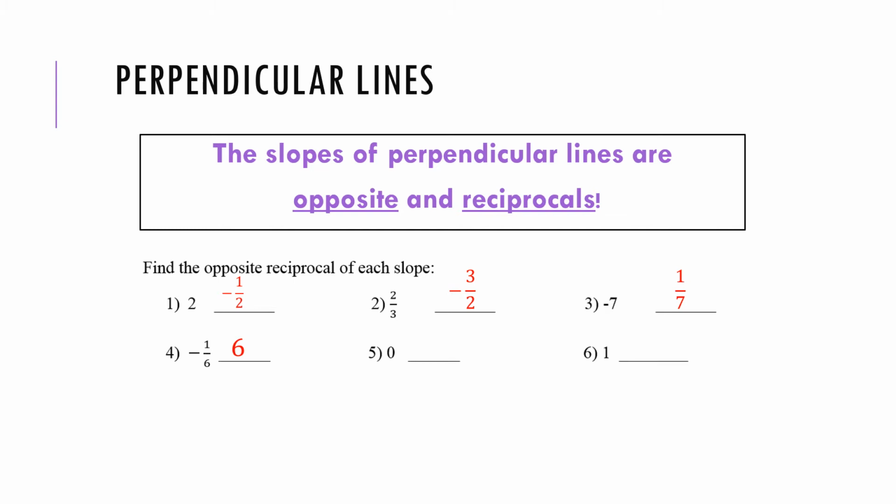5, now 0, we know 0 is a horizontal line. So a vertical line that doesn't have a slope of 0 but intersects our horizontal line would have to be undefined. We did that on Friday or Thursday, depending on what class you're in. And then for number 6, a slope of 1, the perpendicular line would be a negative 1.